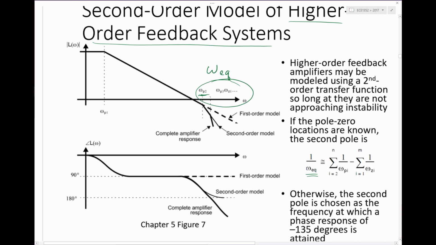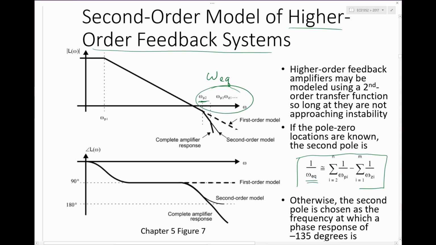In this case, omega EQ might be pretty close to omega P2, but it might be a little bit lower frequency because omega P3 is already introducing a little bit of phase shift too. So this expression suggests one way that you might choose that equivalent second pole frequency, but that presumes you already somehow know all those other pole frequencies and the zeros. A practical situation is you might not know exactly what those poles are, but you can simulate the circuit and you see a Bode plot that has kind of a smear here and a smear down here.